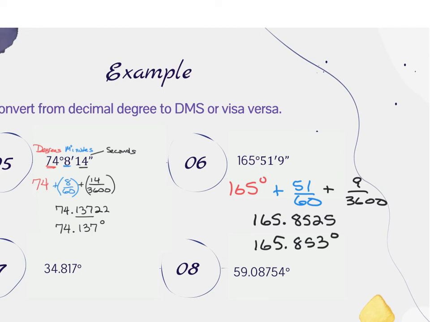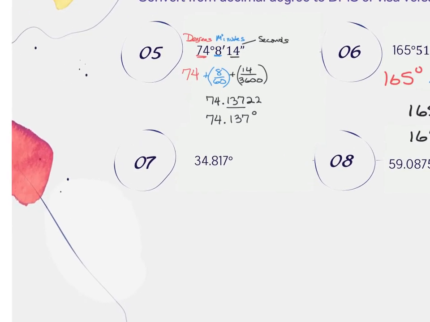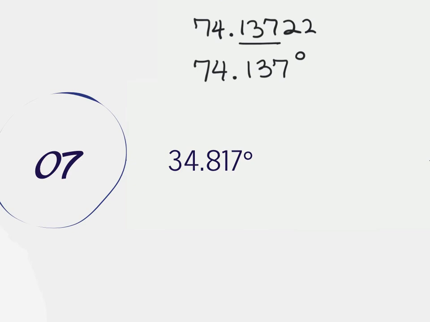For the last 2 examples, we're going to go the other way. And we're going to be multiplying by 60. Everybody ready? Now, this one's a little different. So I'm going to, again, take away my degree. That's going to be my whole number. So 34 degrees. Then I'm going to take the decimal portion, 0.817. I'm going to times it by 60.